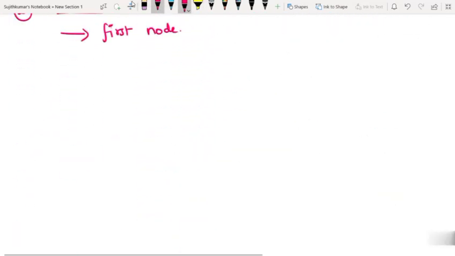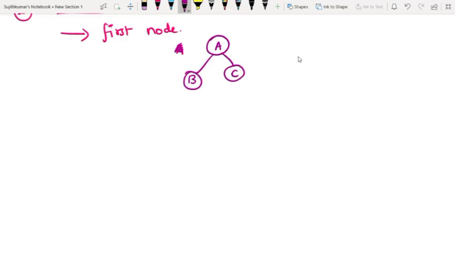Let's say my tree looks like this. I'll be having A here, A, B, C, D. So this is my tree. So this A is called the root node, because this is the starting point of the tree where I can access the whole tree. So this is the root node of any tree.